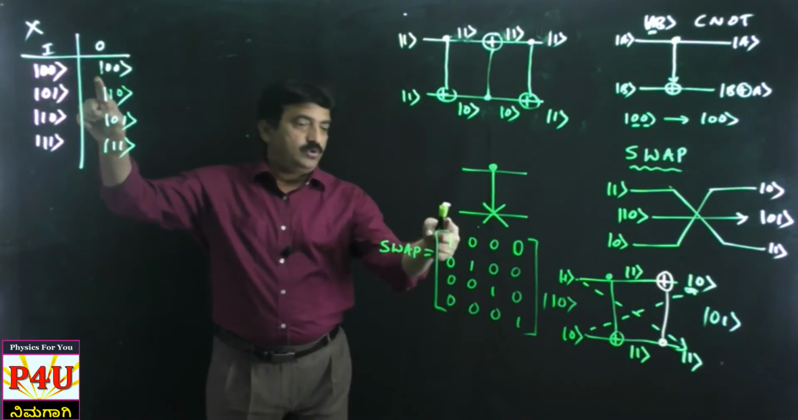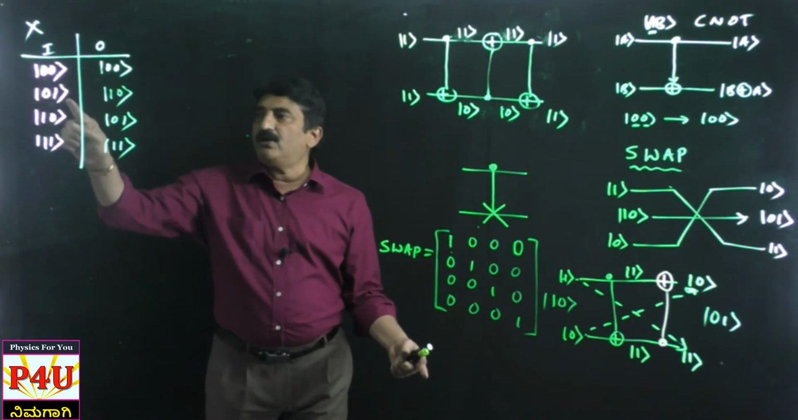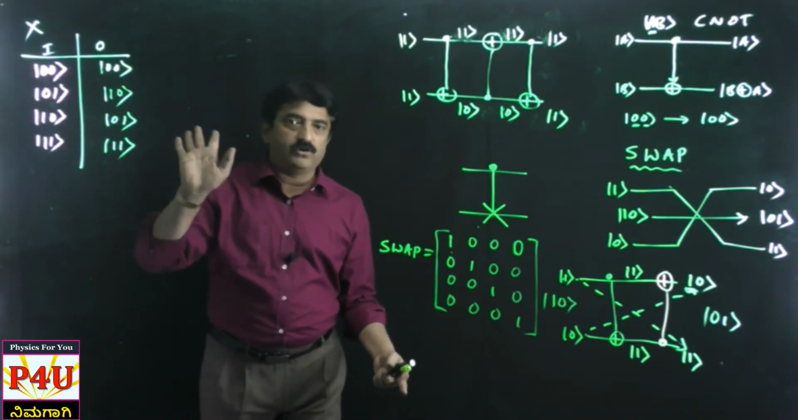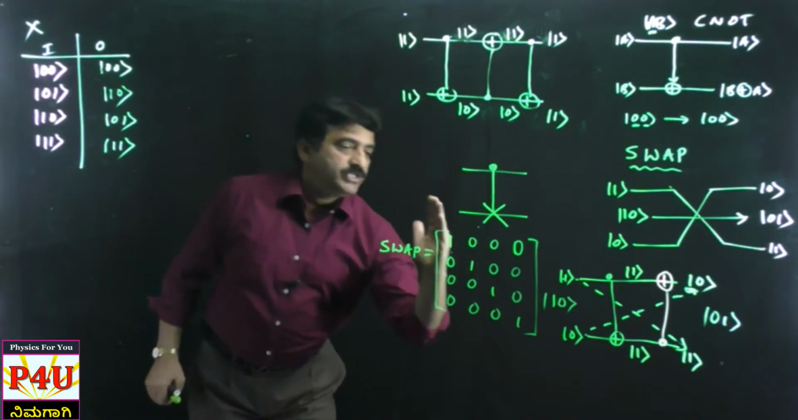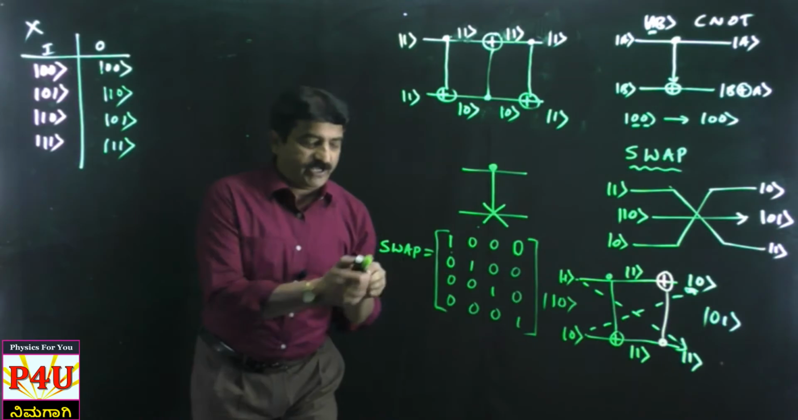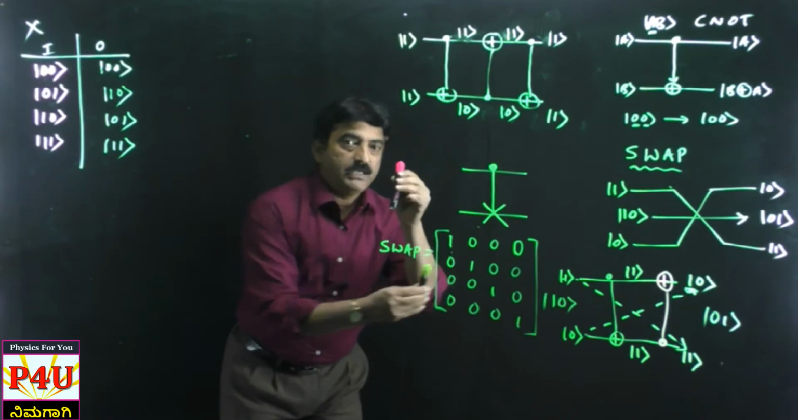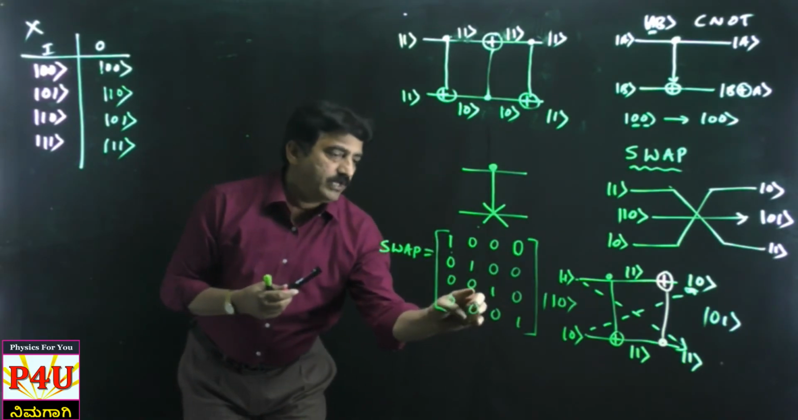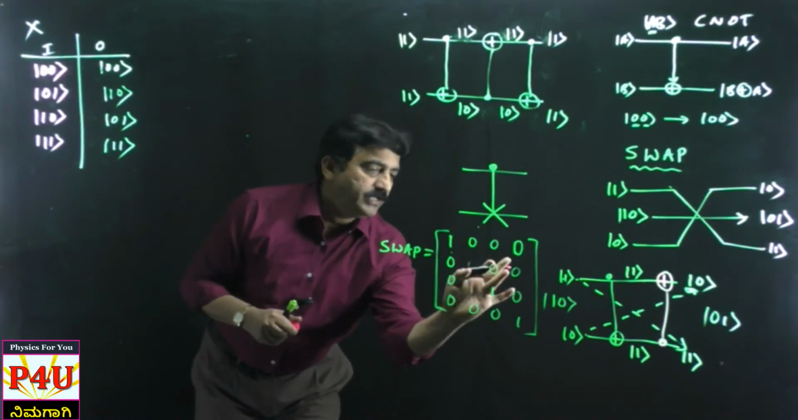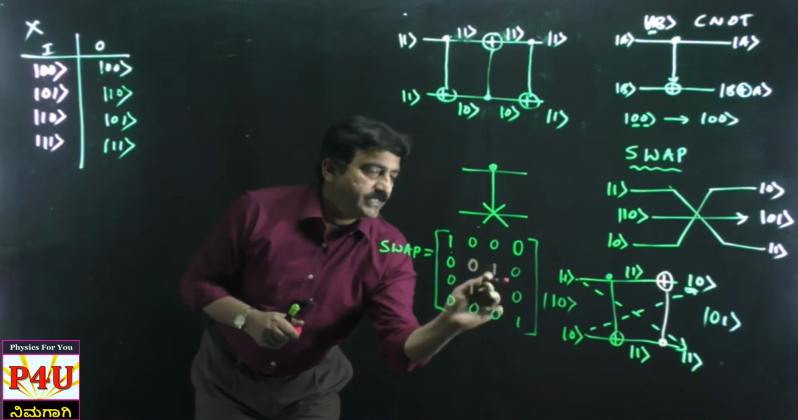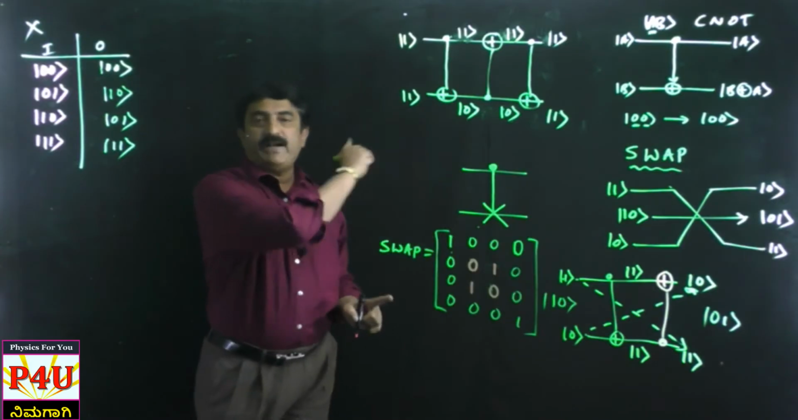0 0 no change, so don't change the first line. 1 1 no change, don't change the last line. Only the middle one. 0 1 is becoming 1 0, 1 0 becoming 0 1. That means this column should go there, that column should come here. So you take this and put it there, take that, put it here. That means you have to swap like this. If you do so, what will happen? This one will come here, this one will come here, and this one will go here, so that this is 0, this is 0. Okay, so this is now what is called the swap gate matrix form.